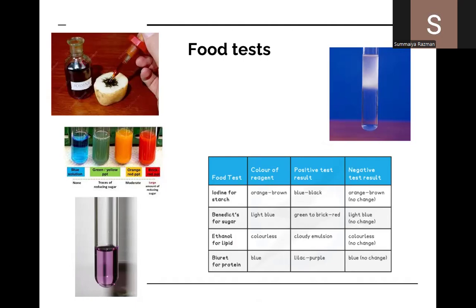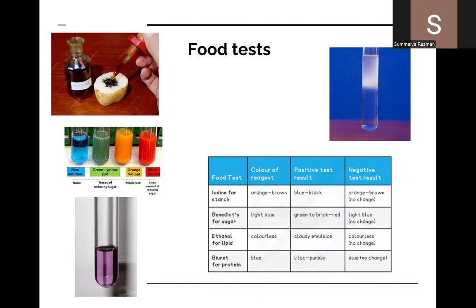The Benedict's test here starts off blue, and when you heat it, remember this is the only test where you have to heat it, it will turn green, orange, or brick red if there's a high amount of reducing sugar or glucose in it.